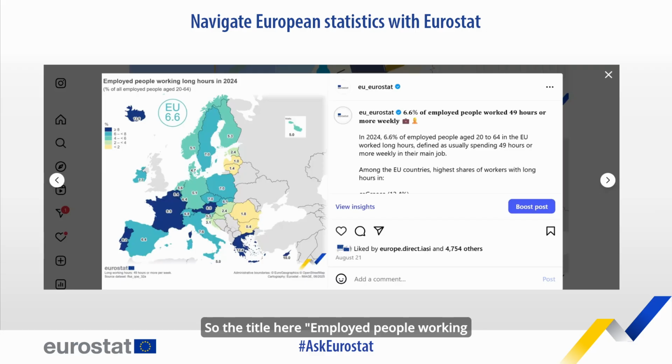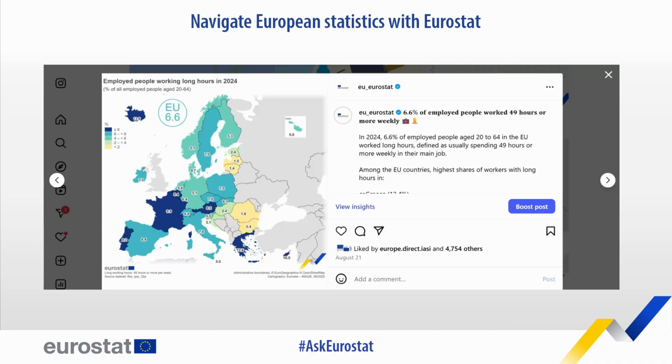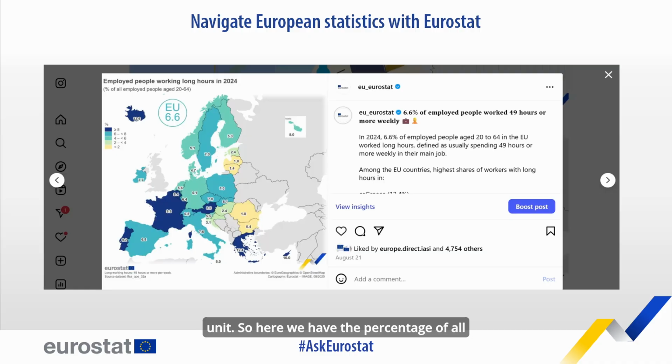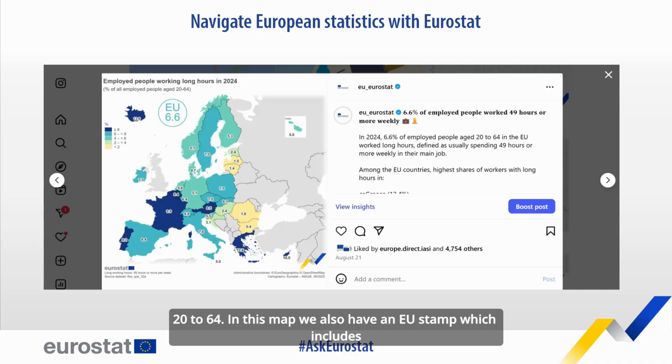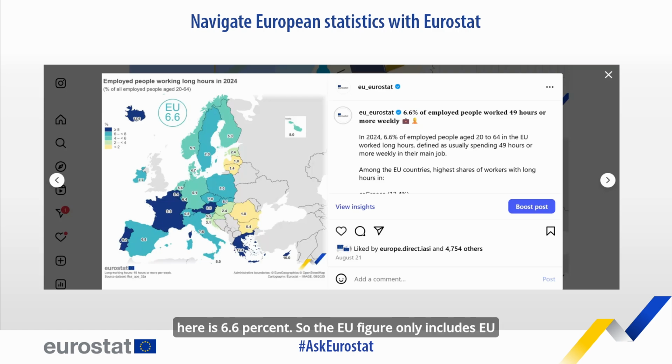So the title here, Employed People Working Long Hours in 2024, presents the indicator and also the reference period. The subtitle shows the unit. So here we have the percentage of all employed people and also the age, so age 20-64. In this map, we also have an EU stamp, which includes the EU aggregate. So the EU aggregate here is 6.6%.